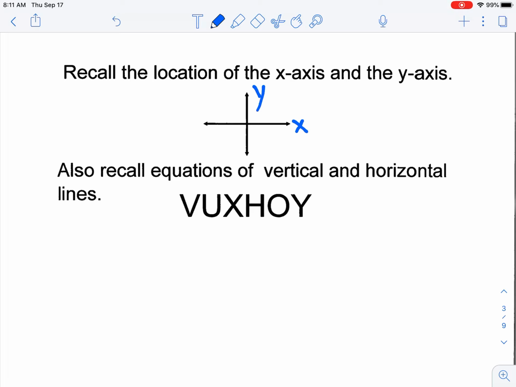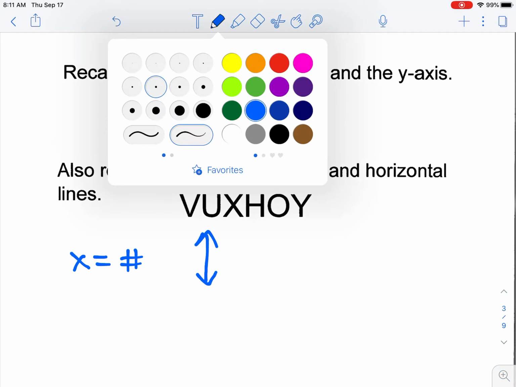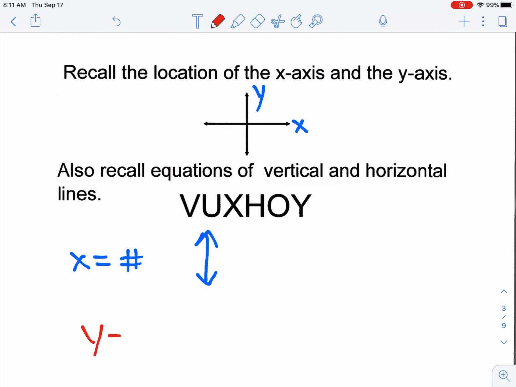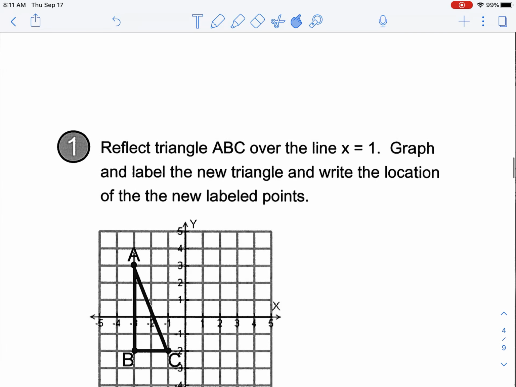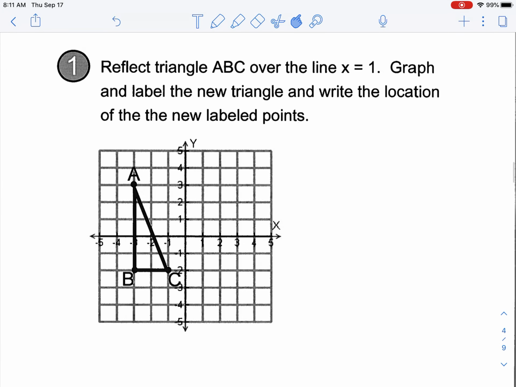All right, now remember, if it's x equals a number, our line should run straight up and down, our reflection line. If it's y equals a number, remember that becomes a horizontal line and runs through the y-axis. All right, so again, we have to draw our reflection line correctly first, and then we simply count how far we are from that point or that line. All right, so let's try one where we have a figure.